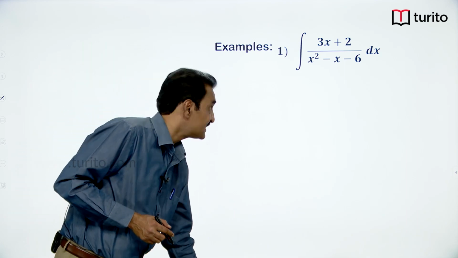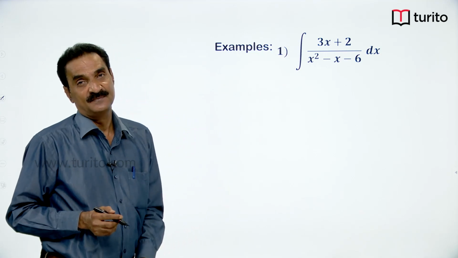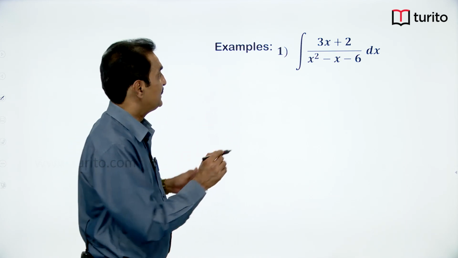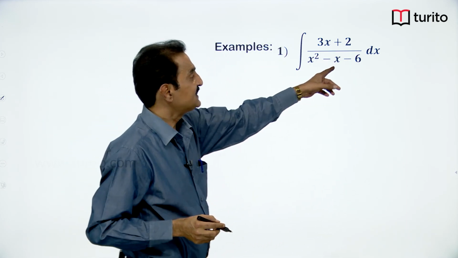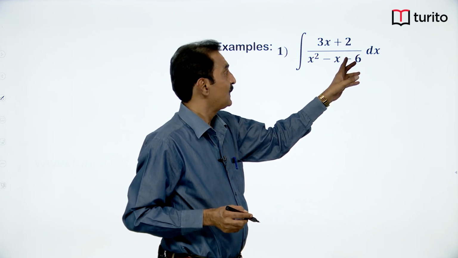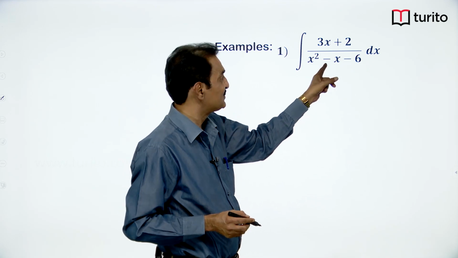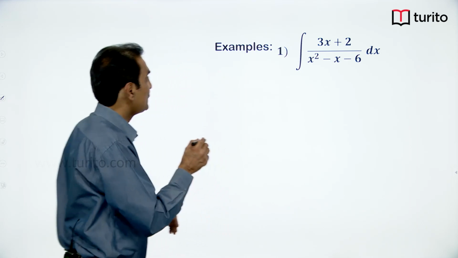Integral 3x plus 2 by x square minus x minus 6. First let us see if the denominator can be factorized. Minus 6 is 3 into minus 2 or minus 3 into 2, and minus 3 plus 2 is minus 1, which is the coefficient of x. So it is factorizable. What are the factors?